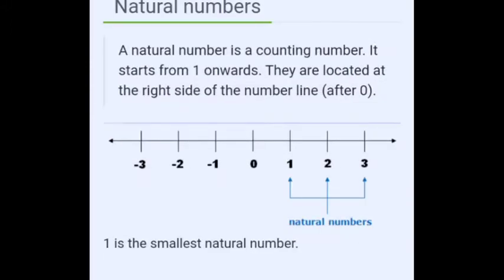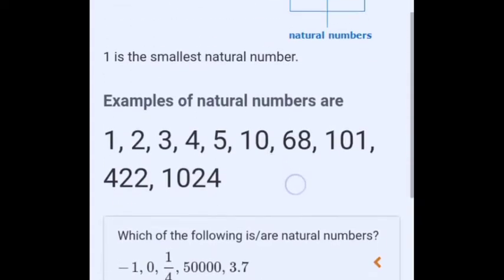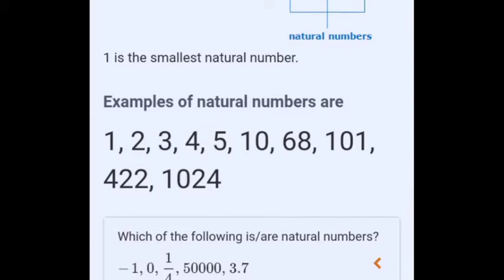So when we say natural numbers, these are the counting numbers which start from 1 onwards. They are located at the right side of the number line after 0, because we start counting from 1 onwards: 1, 2, 3, 4, and so on. Okay, so 1 is the smallest natural number. These are the examples of natural numbers. And natural numbers are infinite.